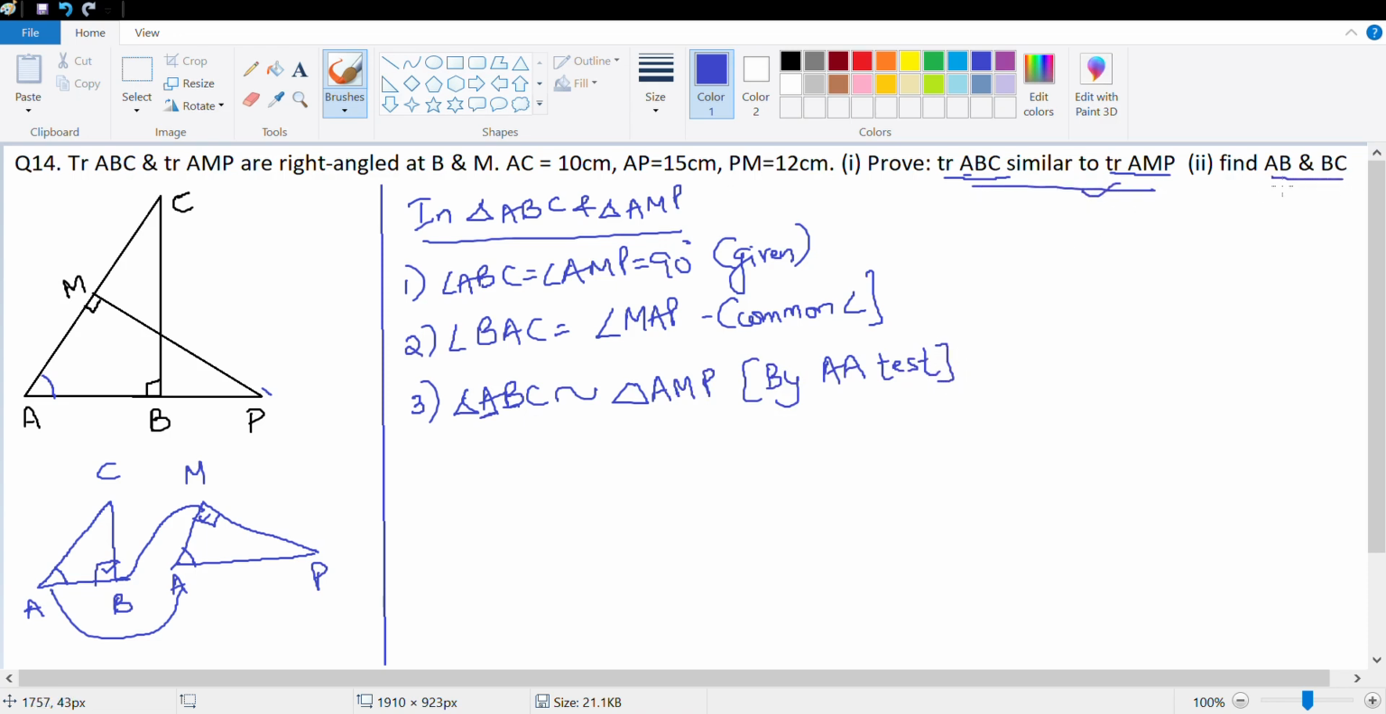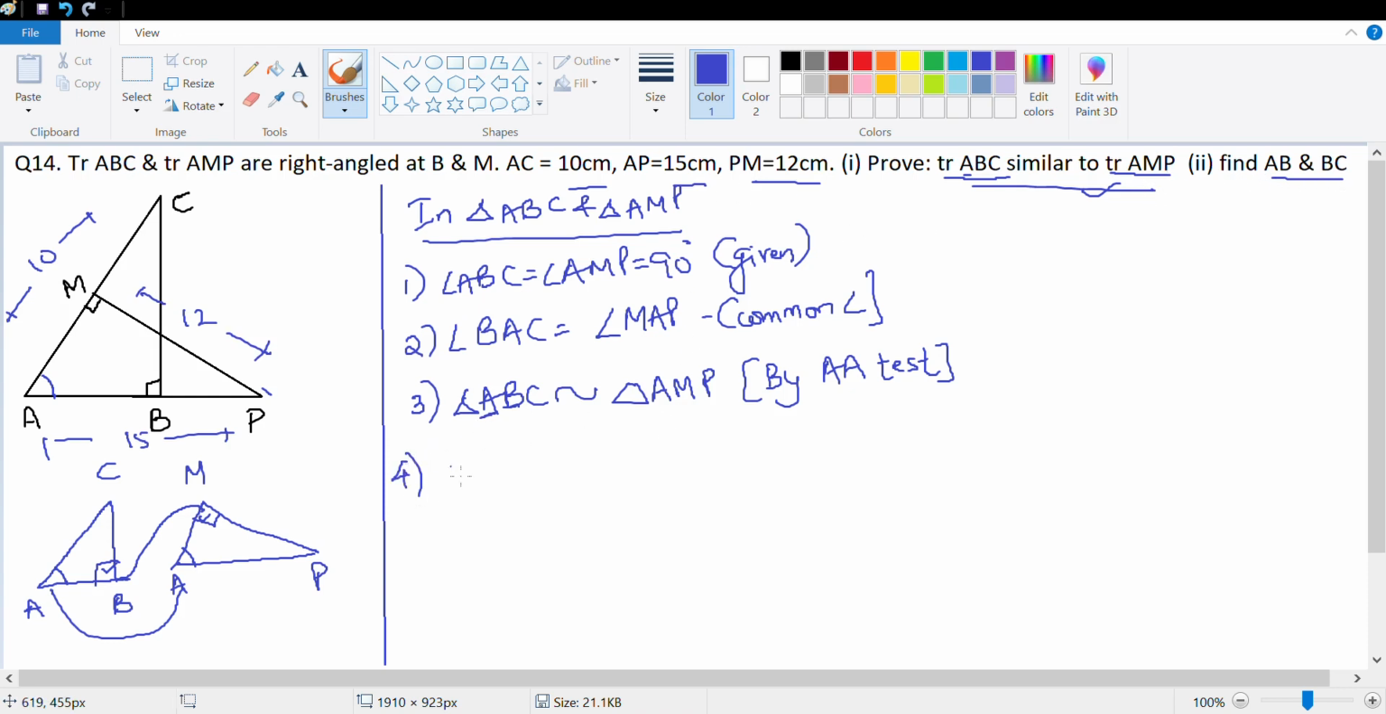We need to find AB and BC. Before we do that, let's just write the dimensions that we know. We know AC is equal to 10. So AC, the big line here, is 10. Next, AP is 15. So the big line here is 15. Next, PM is 12. Okay, so this is 12. Done. We need to find AB and BC.